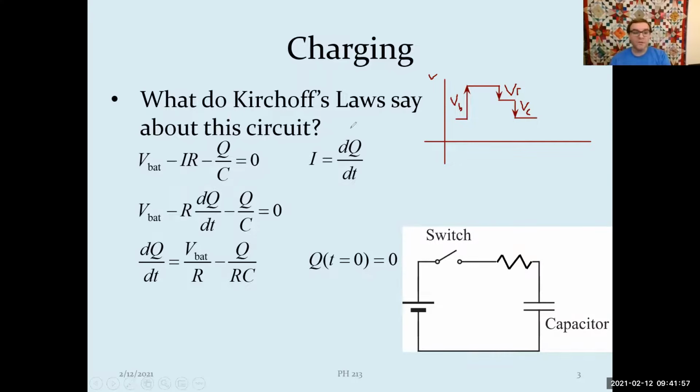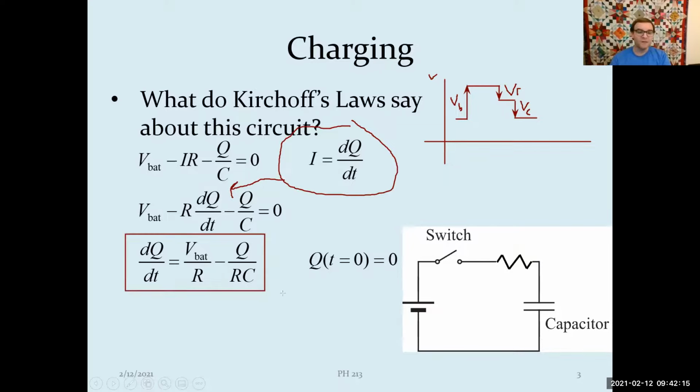Then I'm going to use a really cool fact, which is that the current through the resistor is related to the charge that builds up on the capacitor by a derivative. I'm going to plug that in right there. And then I'm going to do some quick solving. And when I solve, the thing I'm going to solve for is dq/dt. And you might know why I solved for that, because this equation, dq/dt equals stuff that has q in it, is a differential equation.